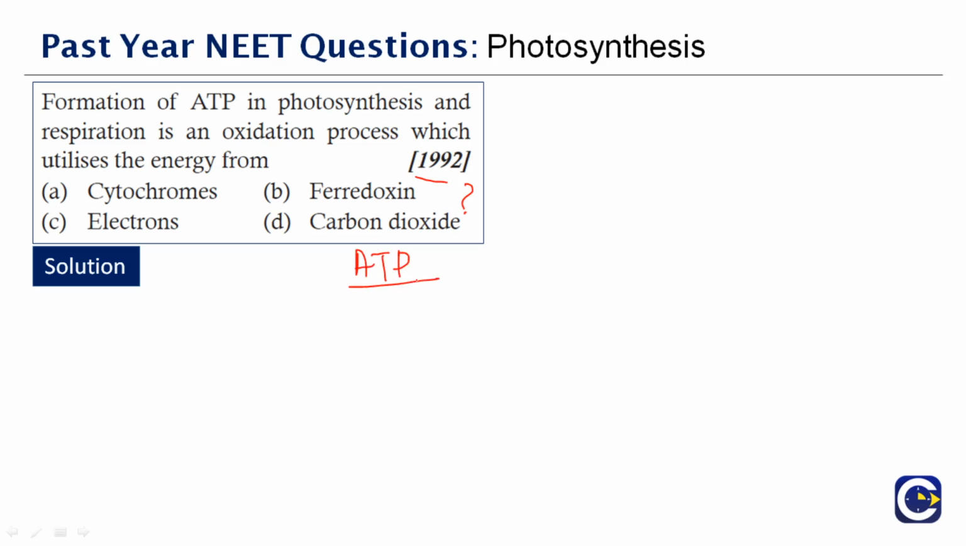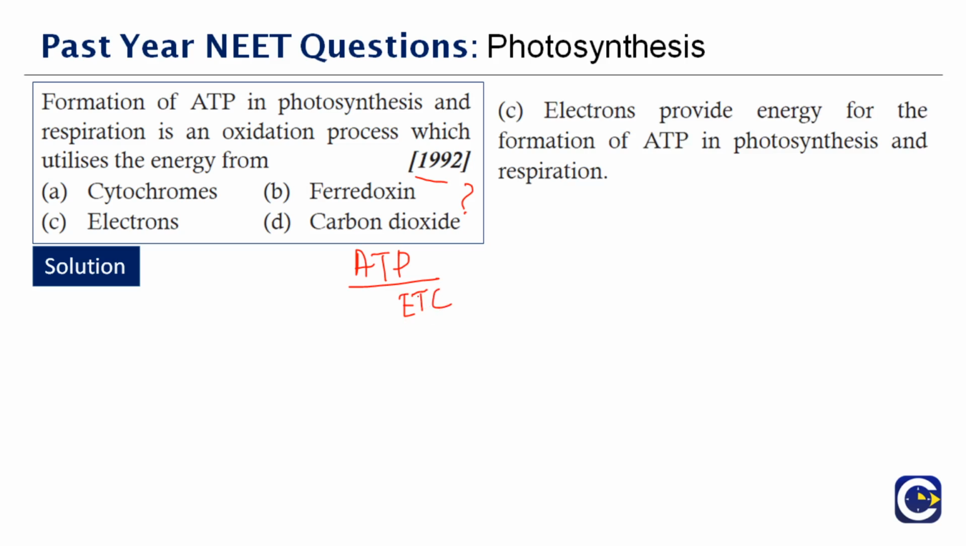And when we talk about photosynthesis, we all know we have a path called ETC, the electron transport chain. So the major energy will come from electrons only. Okay, the correct answer to this question is option C, electrons. Electrons provide energy for the formation of ATP in photosynthesis and respiration. See, these questions seem to be easy, maybe because it is the last part you're getting all easy questions. These questions are very simple, but the only thing you need is to remember the answers.